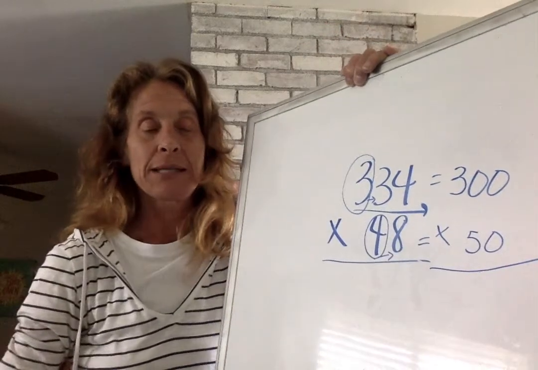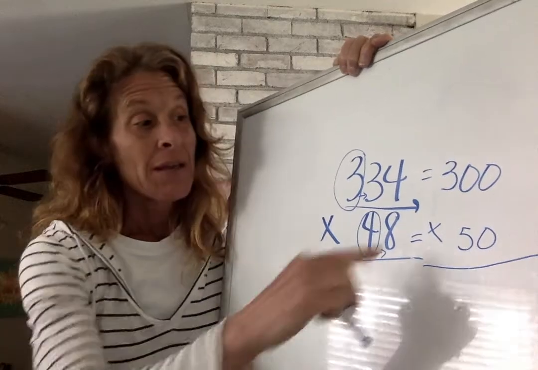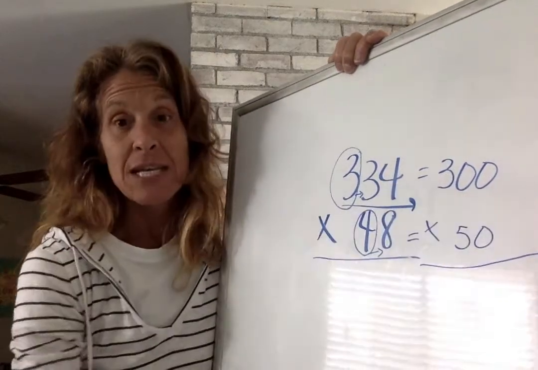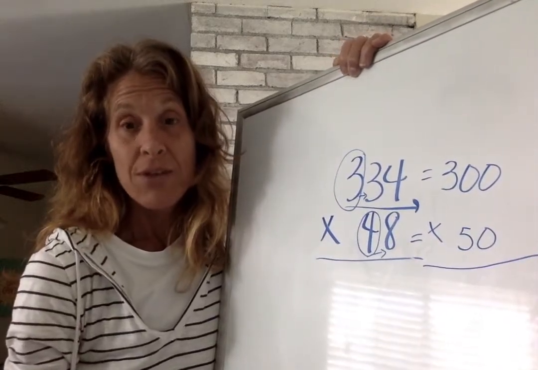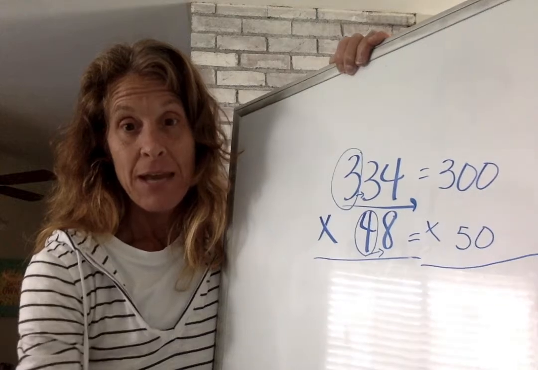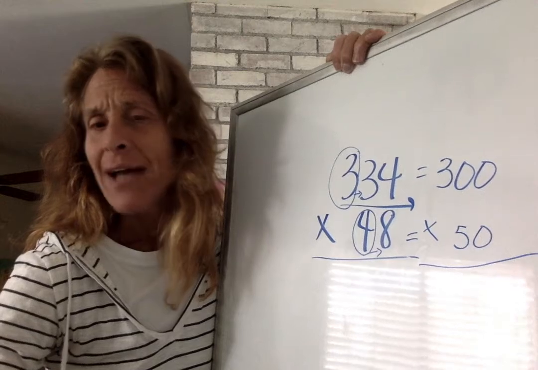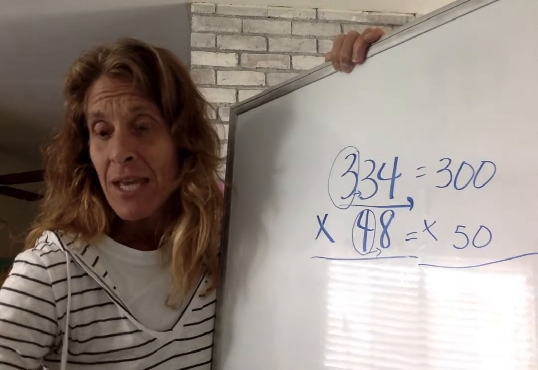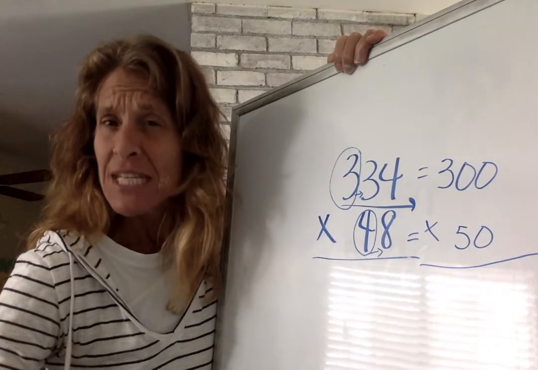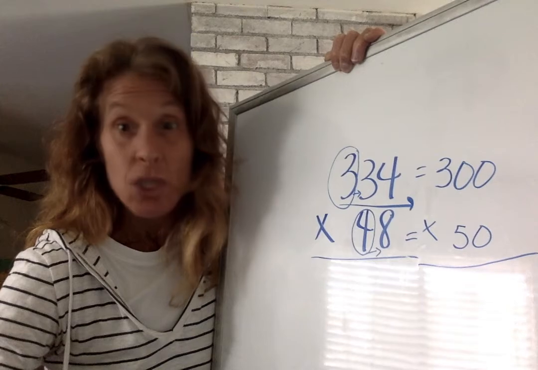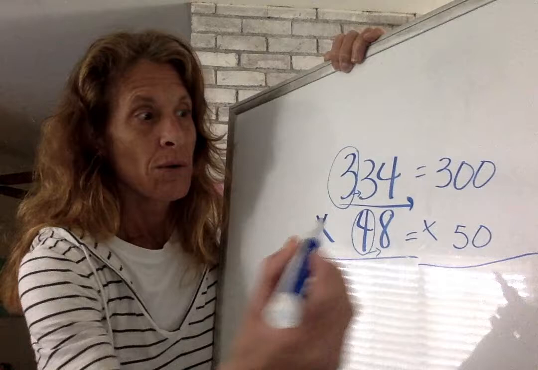You know what? There's a bad glare. There we go. So what do we know about zeros? 5 times 3 is 15, and we add 1, 2, 3 zeros. We have ourselves 15,000. Now, if we look at our choices for number 8, they're asking us to guess. 334 times 48. Is it about 15,000? Is it about 2,000? Or is it about 1,500? Well, we just figured it out.